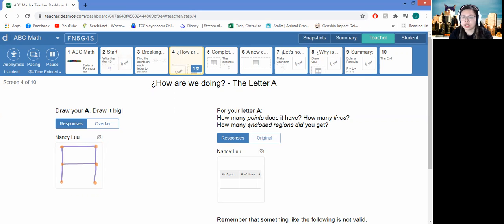And in case students don't know what this word or this section means, you can go ahead and ask them, do you know what an enclosed region is? If they don't, you can explain to them. Nancy, do you know what an enclosed region is? Yes. Good job. And how many enclosed regions did you get? 1. Perfect.